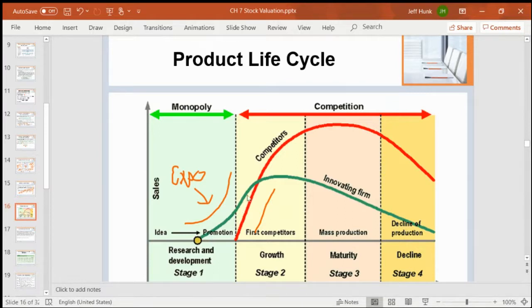So the innovative firm is enjoying a period of monopoly. That means, before the competitors come into the market, they are enjoying the monopoly until that point because they are the only one. And when the innovative product is gaining so much popularity, then the competitors enter the market.